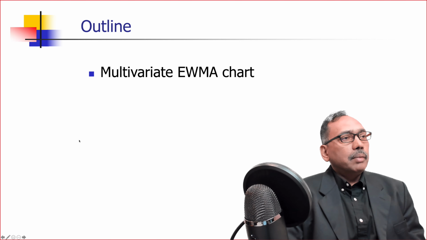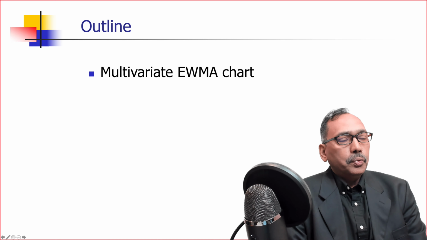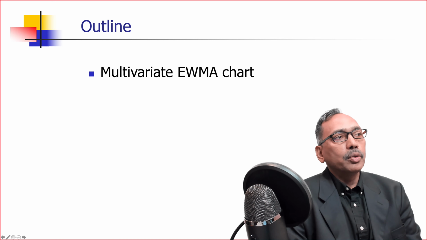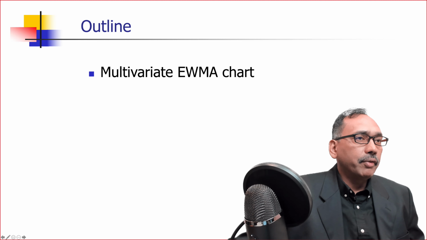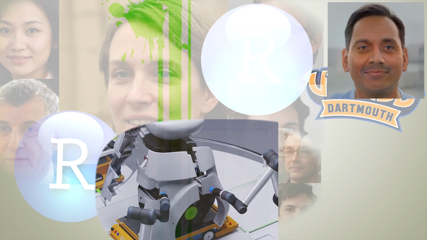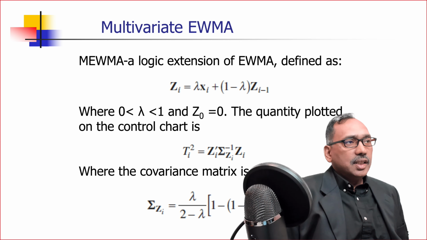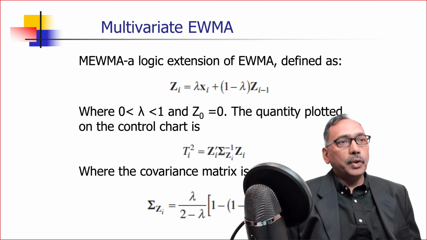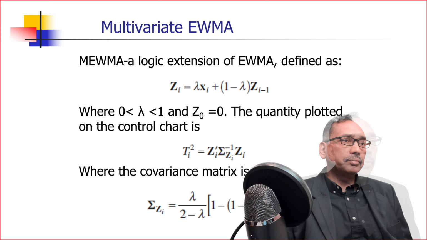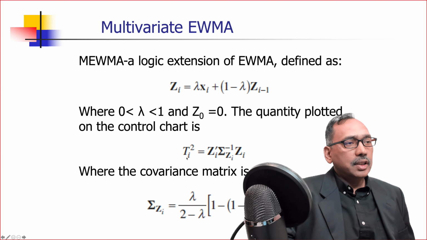So in the last session, we covered the multivariate T-square control chart, and we'll continue with the same idea of multivariate control charts, but this time it's going to be the multivariate exponential weighted moving average chart. This is a logical extension of the EWMA chart that you may have seen earlier. We have this non-centrality parameter lambda. Obviously, this is also a T-square chart.